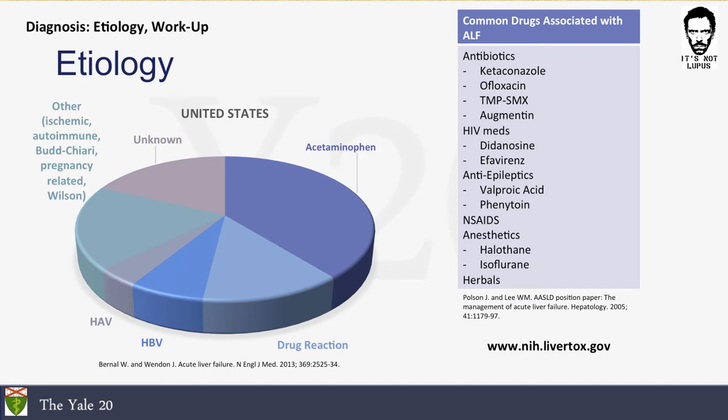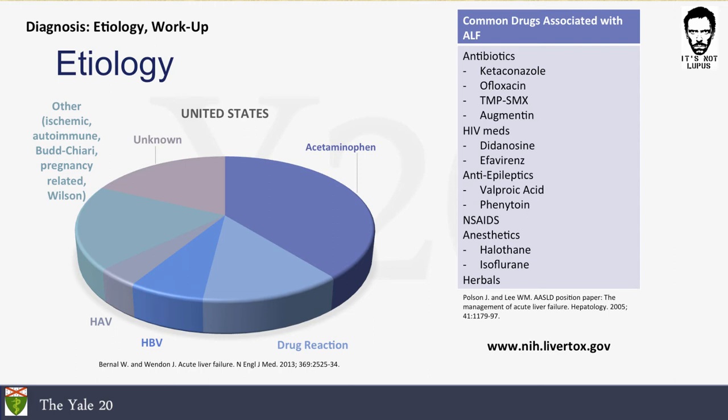Now, let's talk about some of the etiologies of acute liver failure. 50% of ALF in the U.S. is caused by drugs, and over half of that is due to acetaminophen. The response is dose-dependent. Most of the time, for example, in a single suicide attempt, the amount of acetaminophen is over 10 grams a day. However, it can be seen with smaller doses taken over a long period of time for the purpose of analgesia.